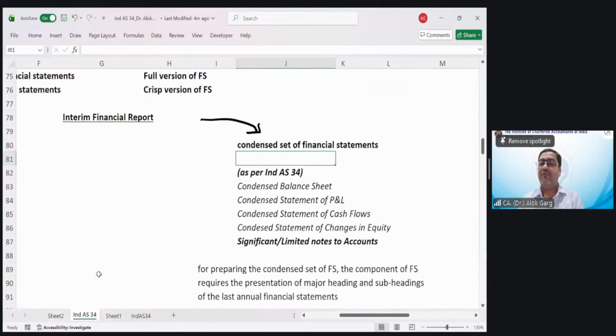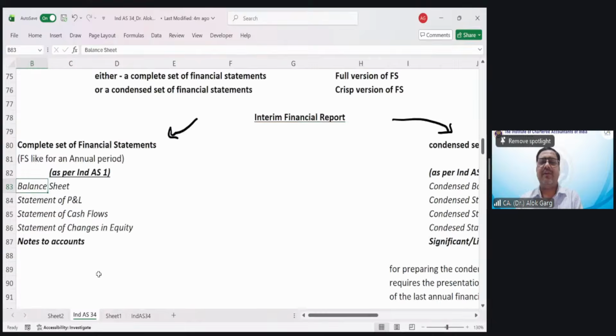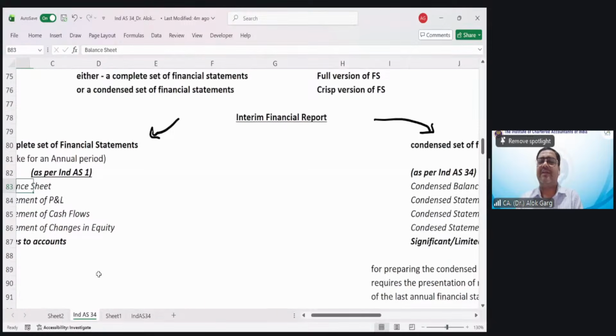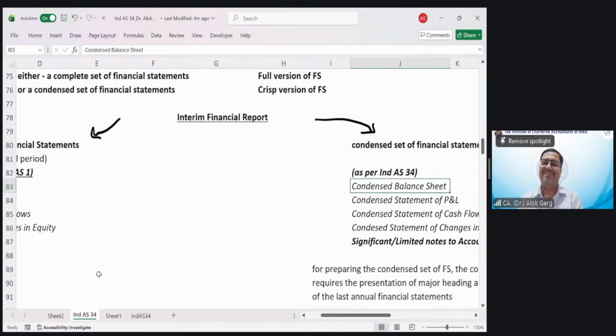So what is the component of the condensed set of financial statement? Condensed balance sheet, condensed P&L, condensed cash flow, condensed statement of changes in equity, and significant or limited notes to accounts. Now he said, Alok, what is the difference between balance sheet and condensed balance sheet? I told him no difference. The condensed balance sheet is the full balance sheet.